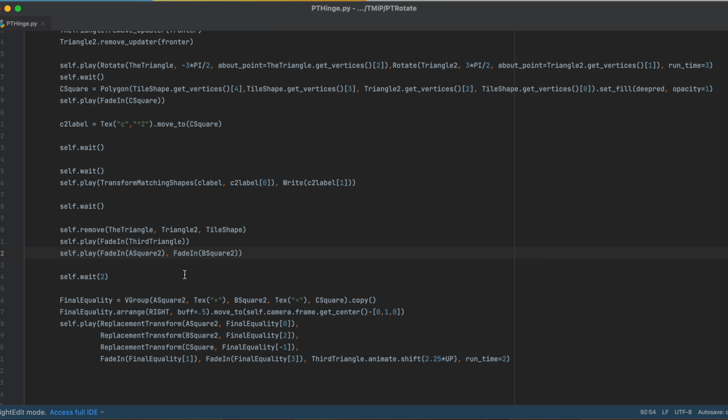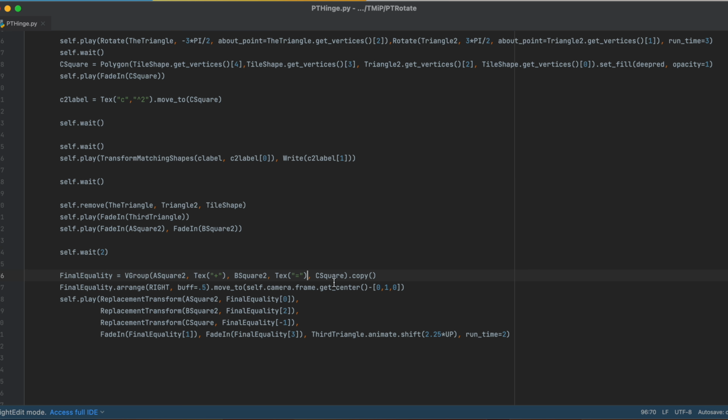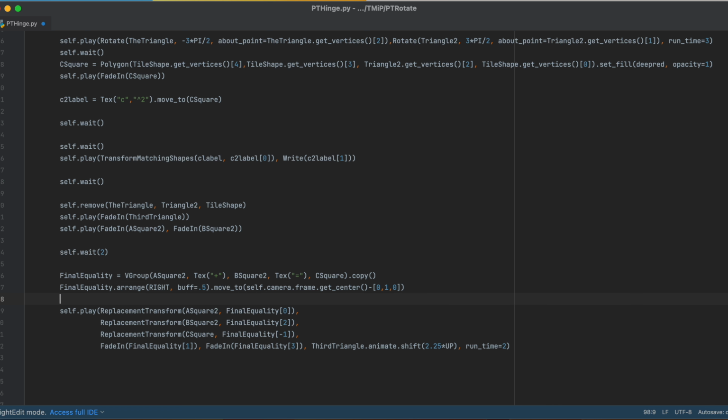Okay, so that means I'm going to have to do a little bit of fixing. C square, it arranges, and then, okay, I've shifted it. So here I need a new C2 square label, and it's just going to be C2 label copy. And then I'm going to move it to final equality, the -1. So I'm moving it to sort of the moved version of the C square.